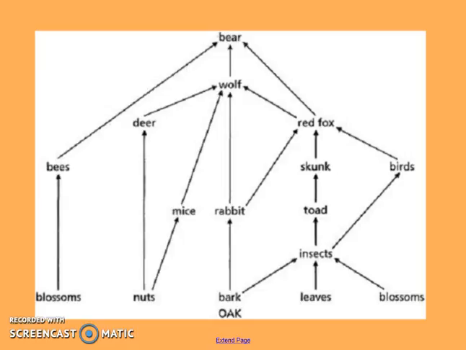An important thing to keep in mind with food webs is that some organisms can be considered several different levels depending on which food chain you're following. For example, if we follow this food chain from nuts to mice to wolf, it's a second level consumer. However, if we go through this level, from rabbit to red fox to wolf, that would then make it a third level consumer. The bear, if you notice, has no arrows pointing from it. If there are no organisms that are eating that animal, then they're considered a top predator. So this bear is not being eaten by anything else.